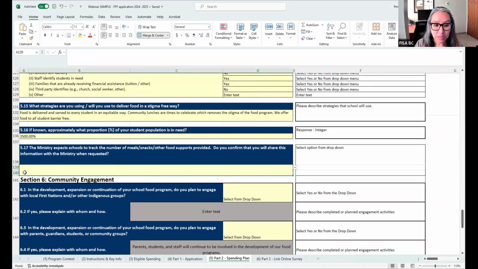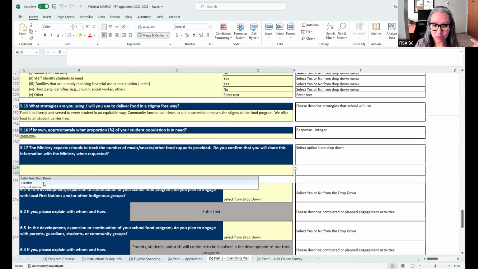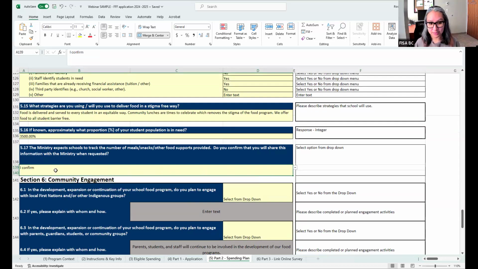Okay, moving on to line 139. This is about tracking the numbers of your meals, and this is a very easy one. You can just say, yes, I confirm, or no, I do not. I hope everybody says yes.